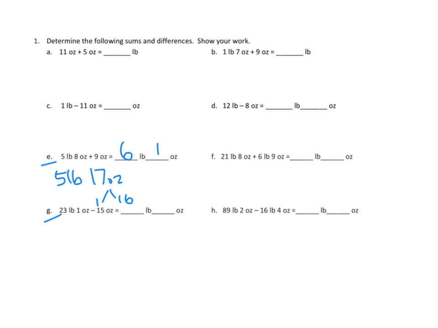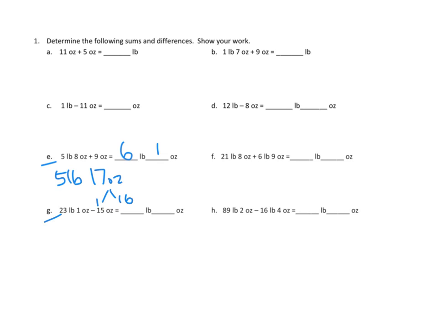Now, does that make sense? Let's take a look at our number sense, right? 5 pounds, 8 ounces is about 5.5 pounds. 9 ounces is a little over a half a pound. And so sure enough, we'll make 6 pounds and a little bit more than that. 6 pounds, 1 ounce, that makes perfect sense.